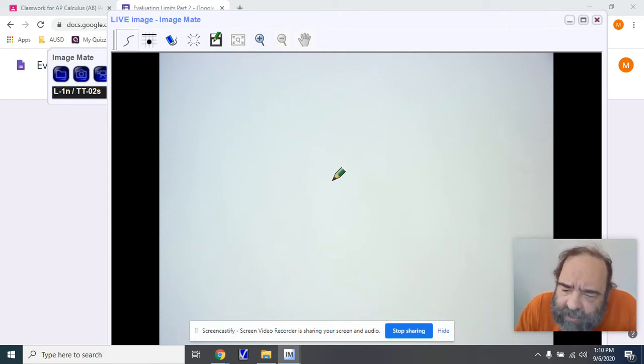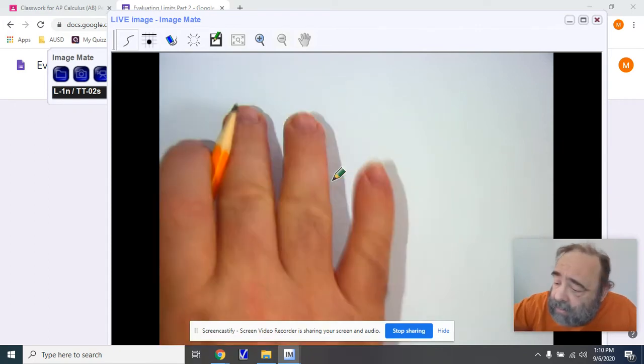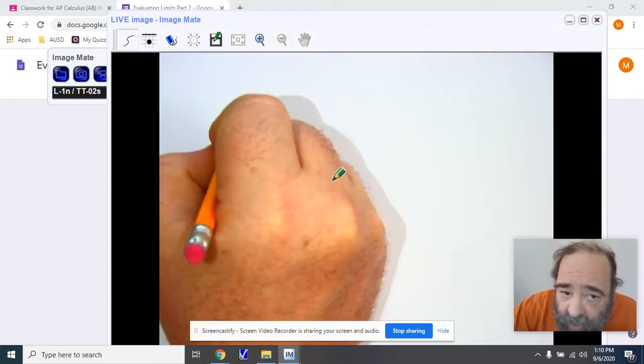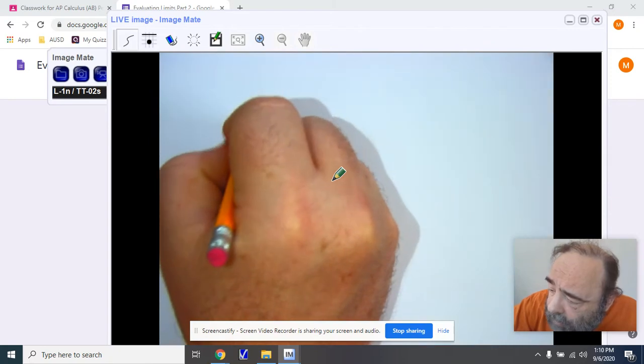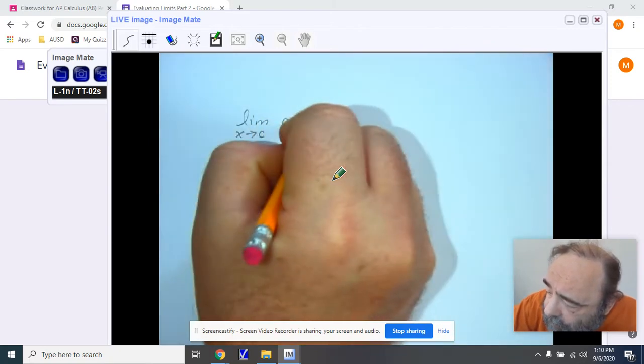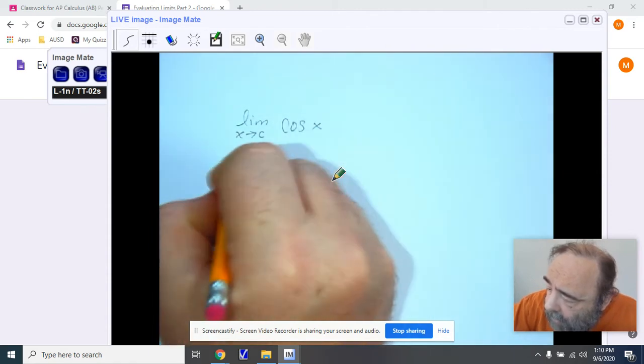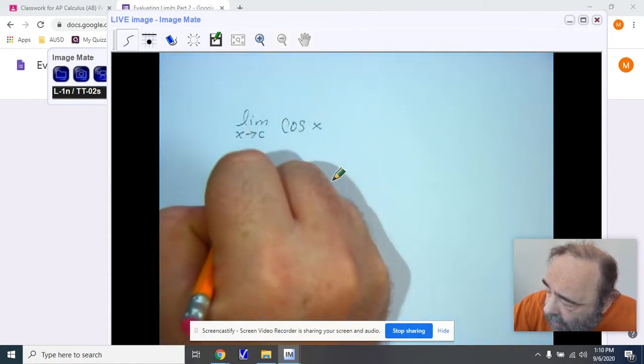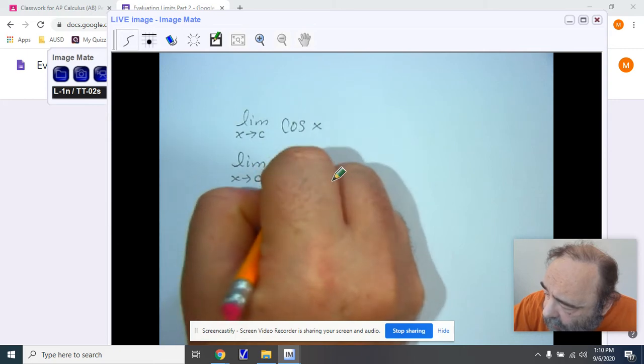These are limits of transcendental functions. Now, there are quite a few transcendental functions. You know them as cosine. So, for example, we're talking about the limit as x approaches a value of cosine. The limit as x approaches a value for sine.